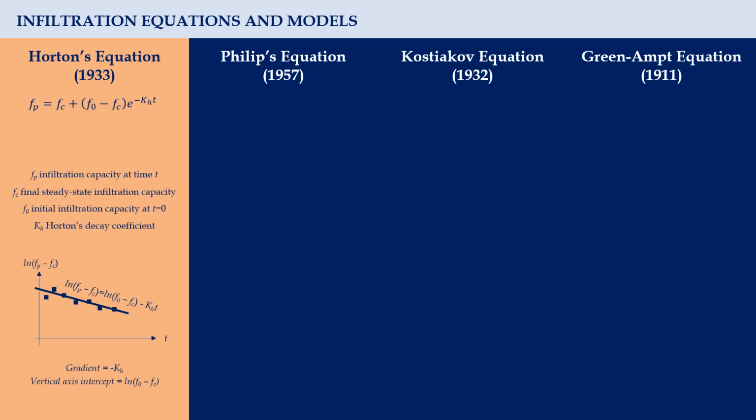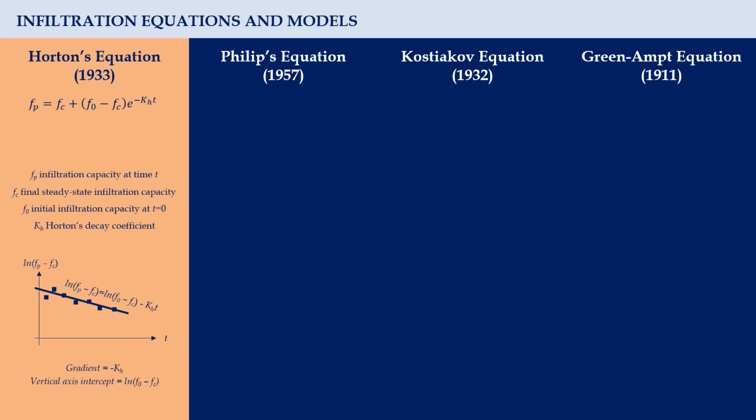Next, we need FC, and we already know it can be determined from the graph of infiltration capacity against time. Lastly, we need Horton's decay coefficient KH. This parameter is dependent on the soil properties and surface cover, and therefore it is quite difficult to determine its exact value. To evaluate these parameters conveniently, we need to take another approach.